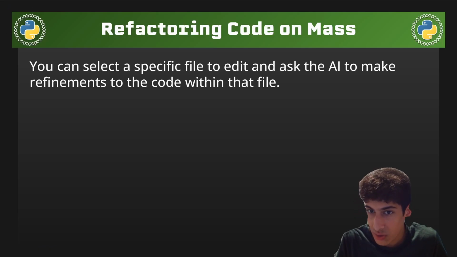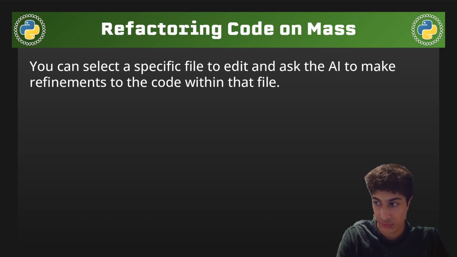So we saw how we can look at the entire code base by pressing Control Enter, to scan the entirety of the code to find specific files that do specific logic. So now that we've learned what each of the files do, we can select a specific file to edit inside of VS Code and ask the AI to make refinements to the code within that file.